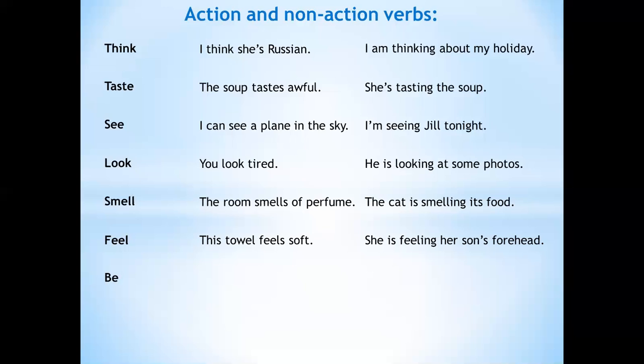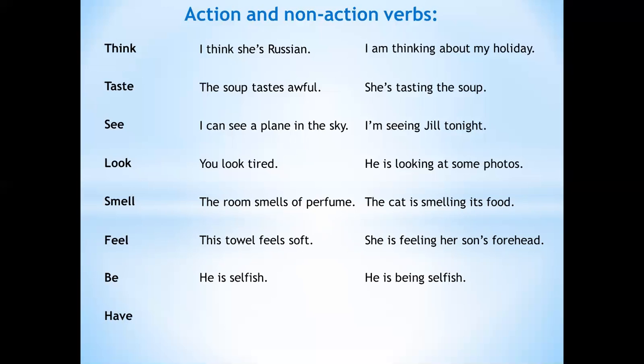With the verb to be, in the sentence he is selfish, it means it's his permanent state. He is always selfish. But in the sentence, he is being selfish, it means that he is in a temporary state. He usually isn't selfish, but right now he is being selfish. That's why we use present continuous.